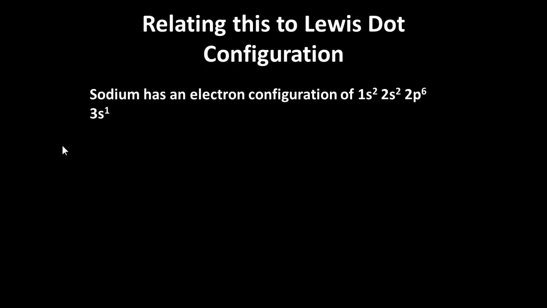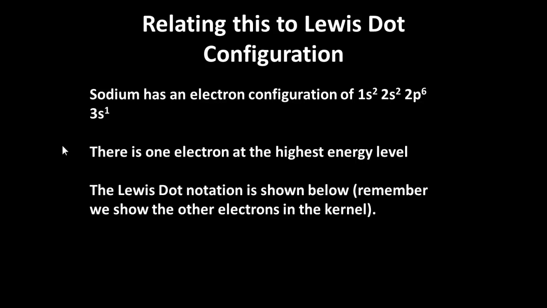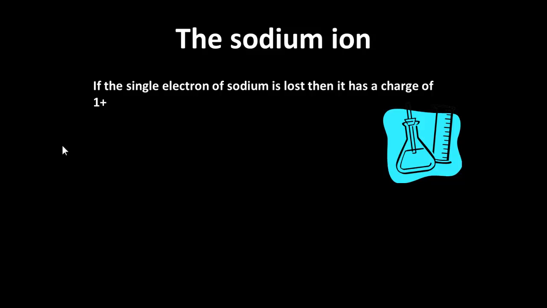Let's relate this to Lewis dot configurations, which we've met in the previous podcast. We take something like sodium. The electron configuration is shown there, and the outer energy level is 3s1. In other words, there's one electron at the highest energy level. So how will we show this in Lewis dot? Remember, apart from the outer electrons, the highest energy levels, we show everything else as a kernel. So there we are, the kernel has Na, and then we have the one dot to represent the electron.